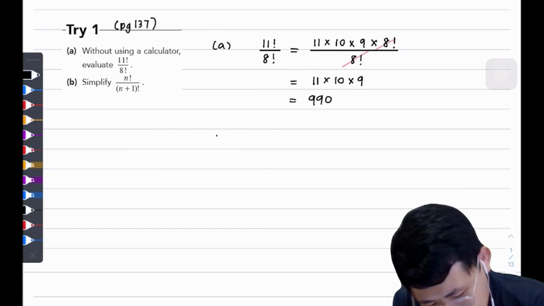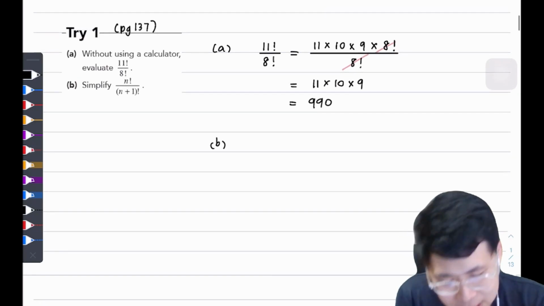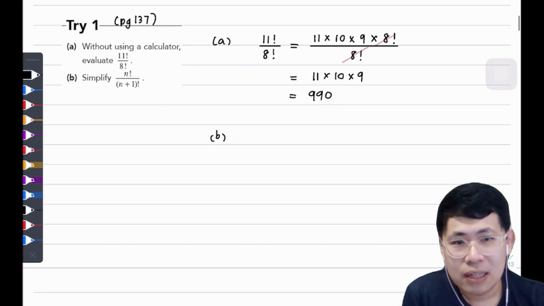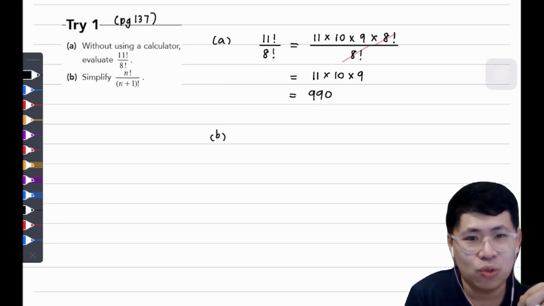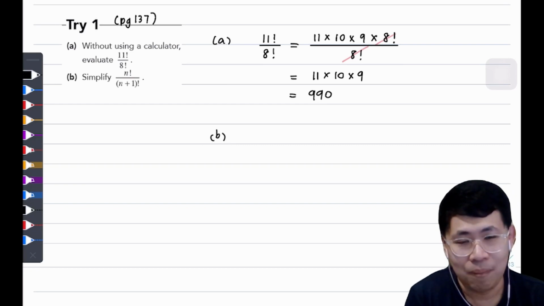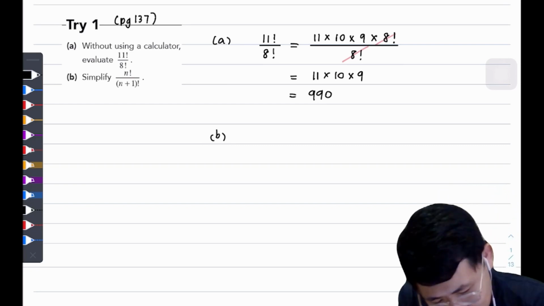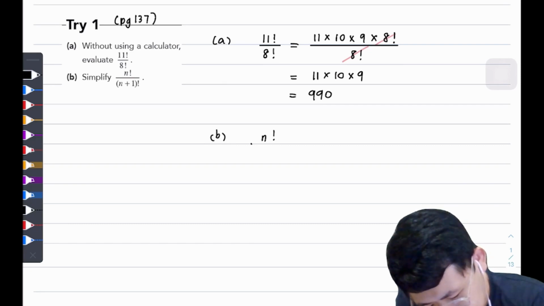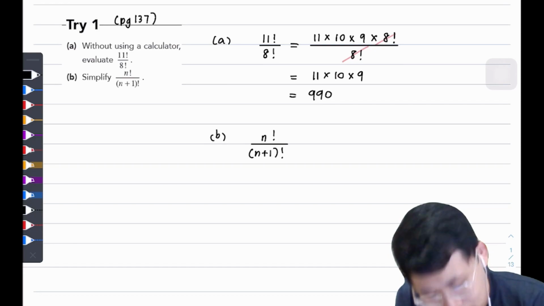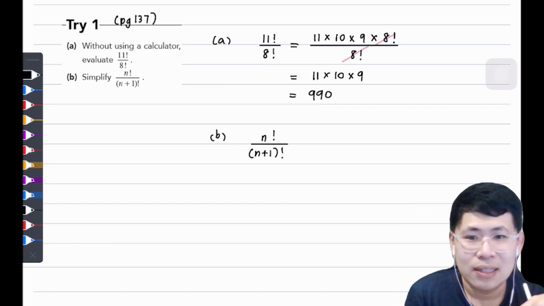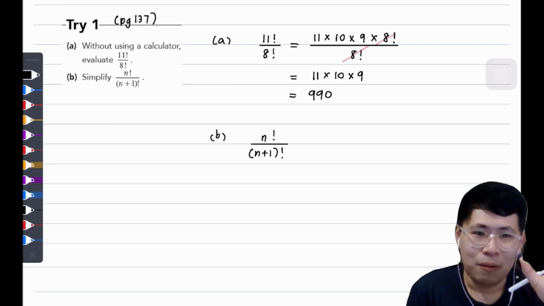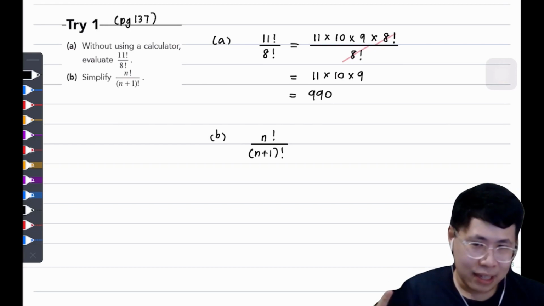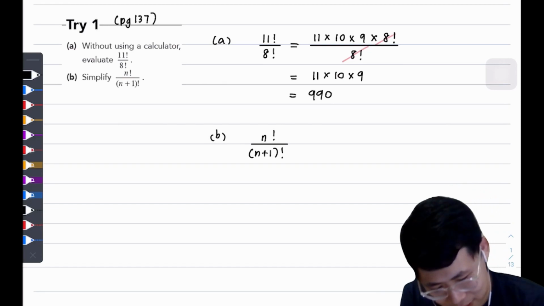Okay, now for B, let's take a look at this. Now B is a bit more abstract. Instead of having fixed numbers, we will deal with unknown n, right? So we have n factorial divided by n plus 1 factorial. So actually n plus 1 is bigger than n, agree? So when we expand the thing, I'm going to expand n plus 1 over there.